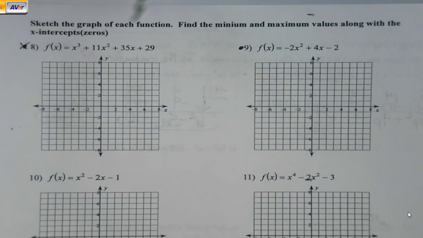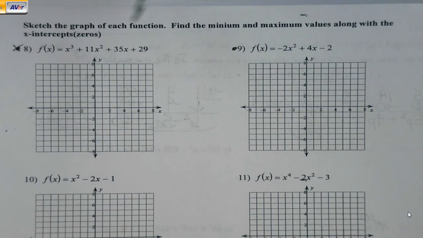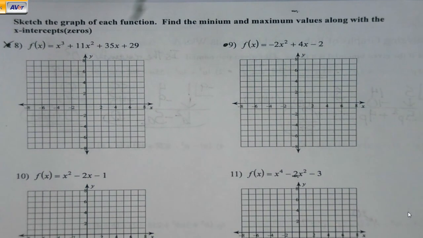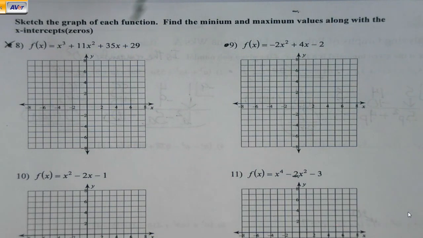Now, one of the other things we got into yesterday, we're going to take a look at a couple of these. Okay, sketch the graph of the function, find the minimum and maximum values along with the x-intercepts. Okay, now we're right on task with what we were doing yesterday. So I get here, calculator, definitely a good idea because we're not going to get things that are always going to come out as clean answers with these.